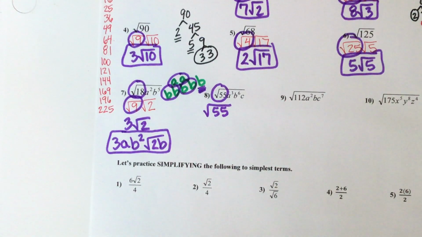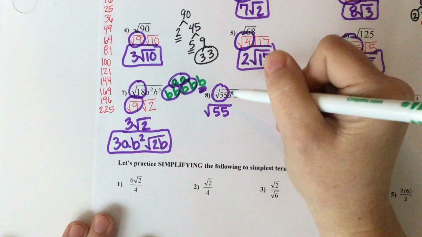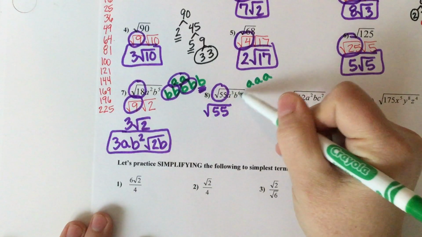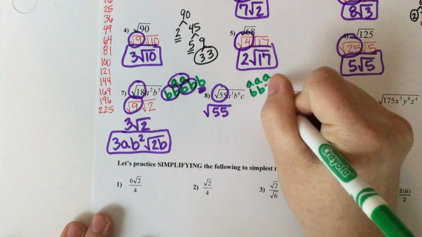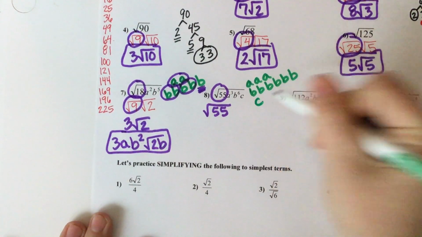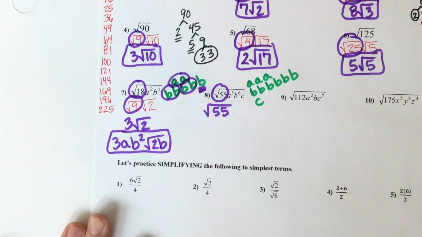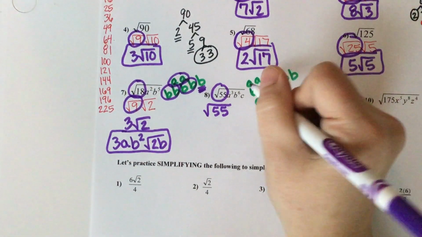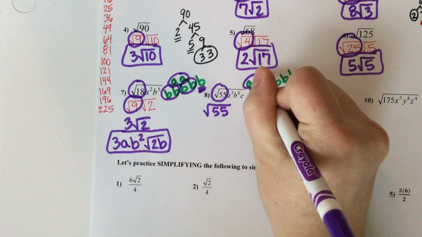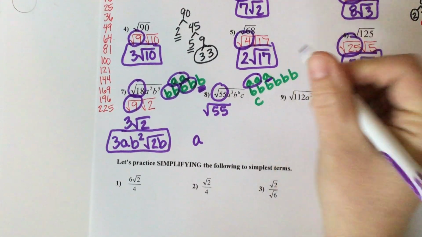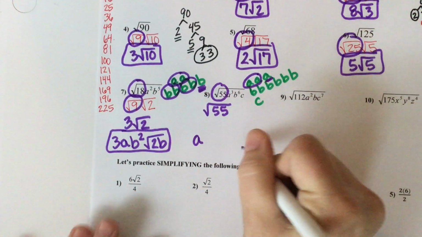Okay, now let's practice the letters. So a cubed means there's 3 a's. B to the 6th means there's 6 b's. And C means there's a C. All right, we're looking for pairs. How many pairs of A's do we have? We have 1 pair of A's, so 1 A gets to come out. This A is going to be going under with the 55.